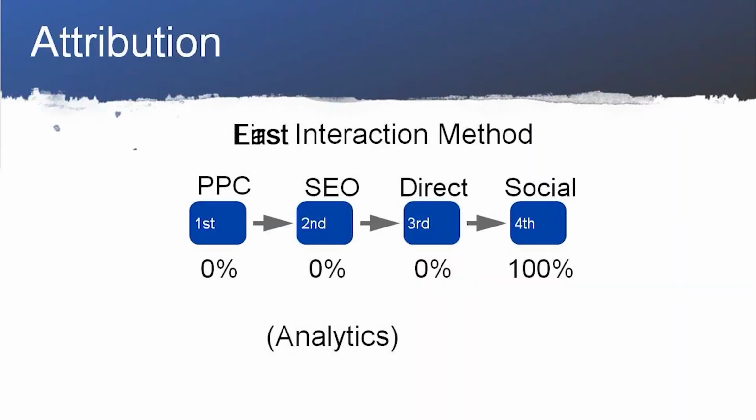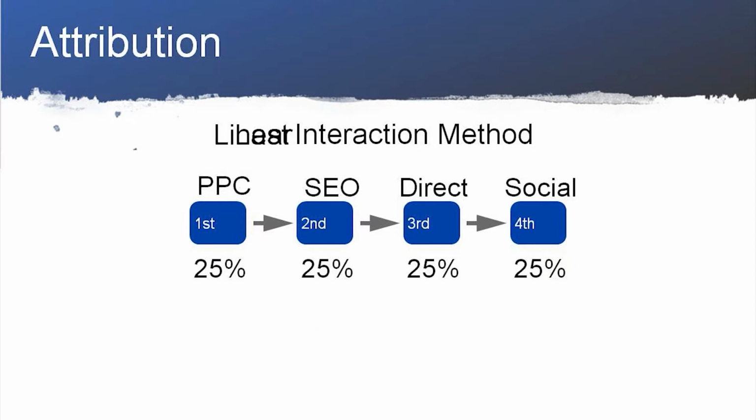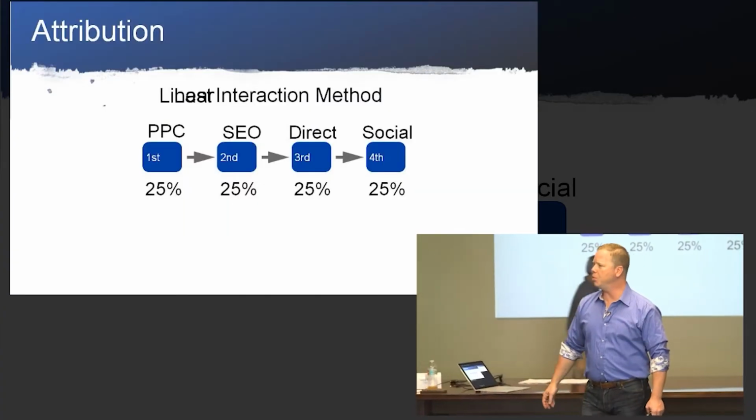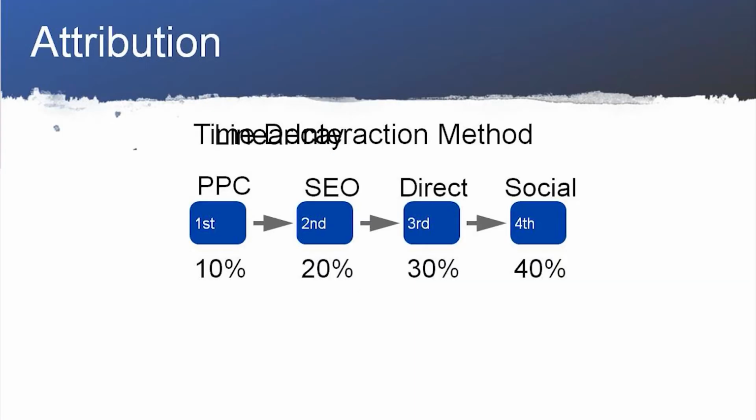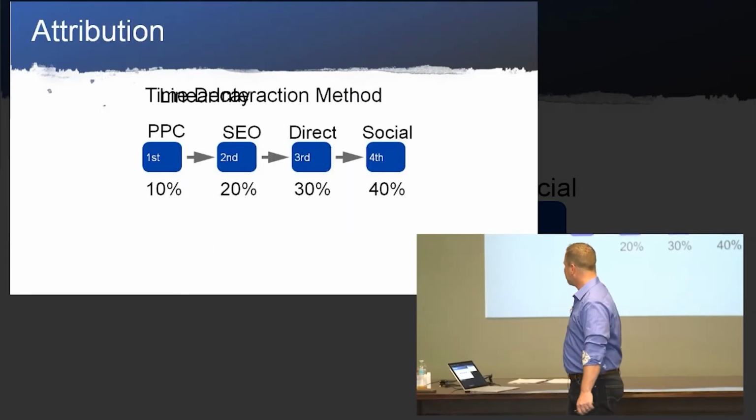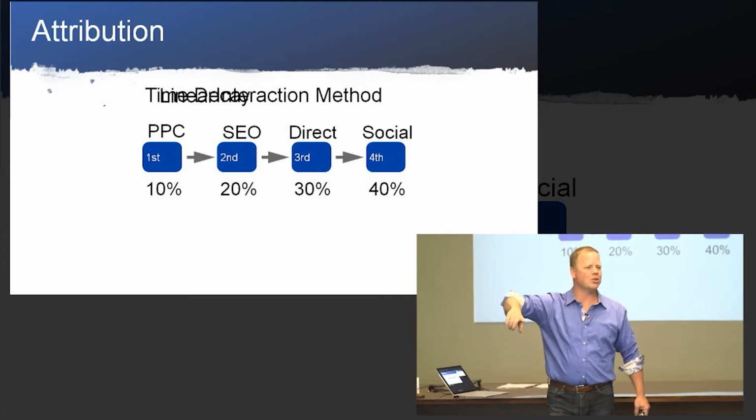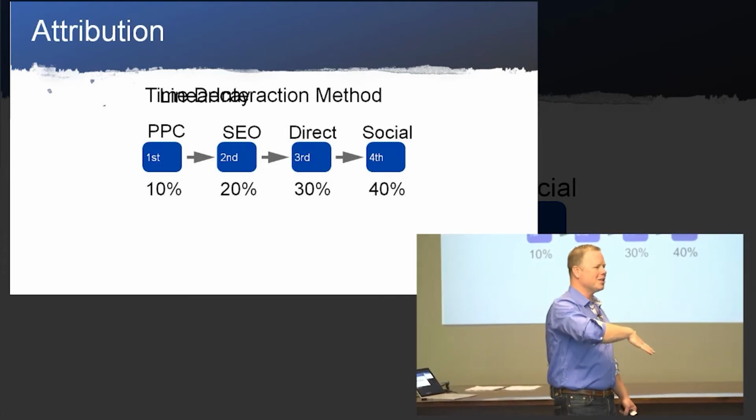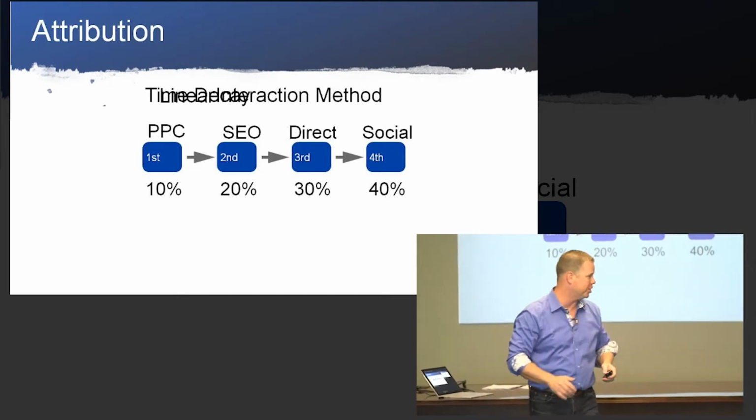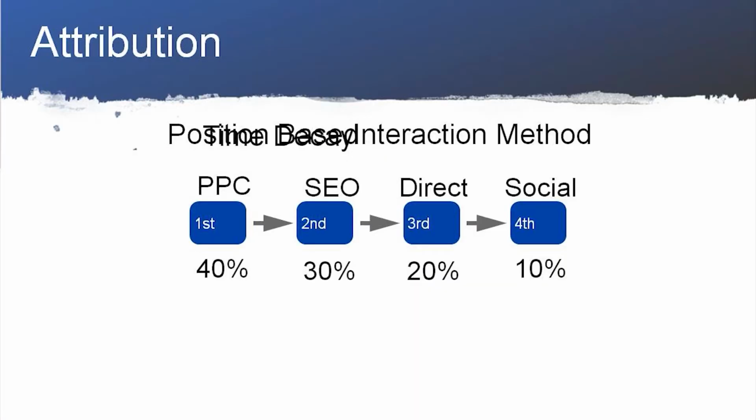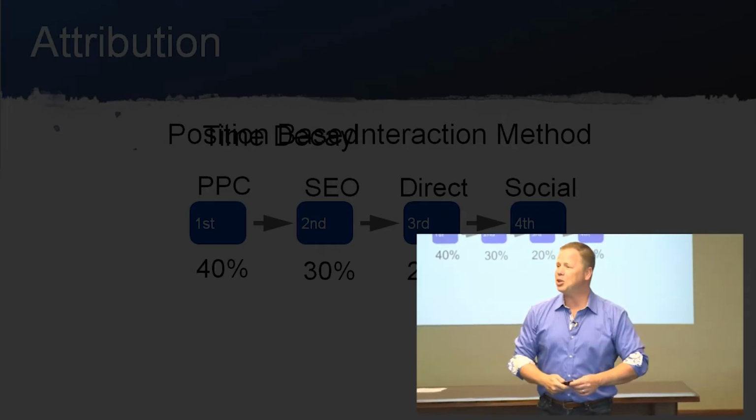Then there's the last interaction method, the one we just talked about, and this is where your analytics typically all default to. Then there is the linear interaction method, where I give equal attribution to every channel that contributed. Then there is the time decay interaction method. And what this does is, over time, the first touch decays, and the second touch, and it builds up to the last one, and so that's how you disperse your percentages. There is also the position-based interaction method.